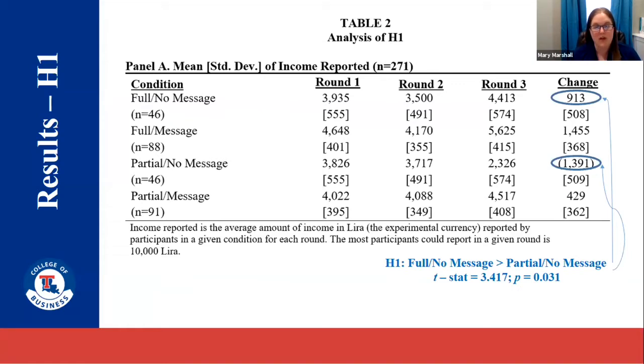that the full productivity with no message condition actually increased their compliance after experiencing the audit by 913. Now this 913 is out of the 10,000 experimental lira, which was the currency we used in the experiment. But in the partial productivity, compliance in the third round actually decreased by 1,300 lira. And when we compare those 2, we find that they are significantly different. So we find support for each one.